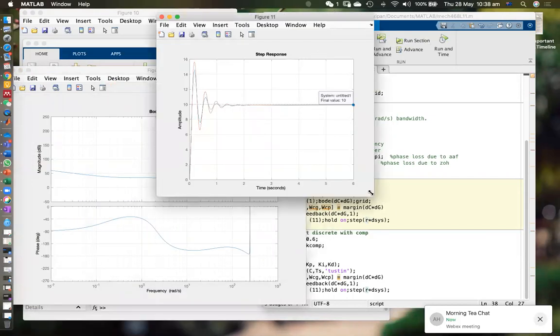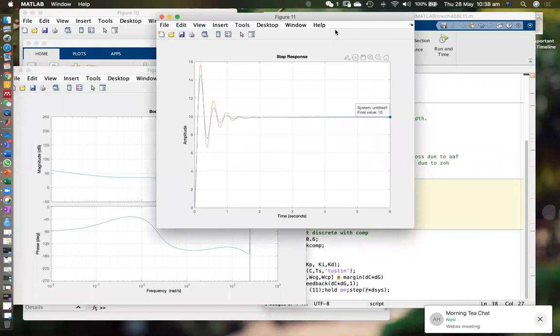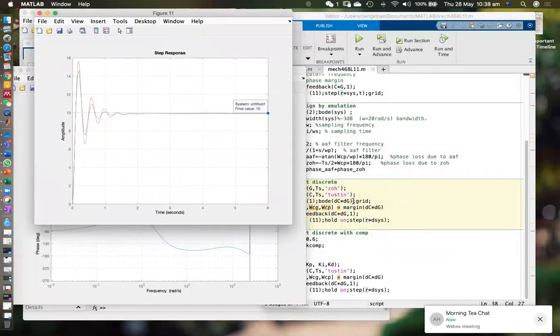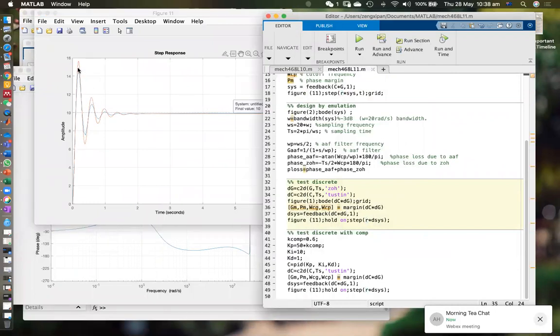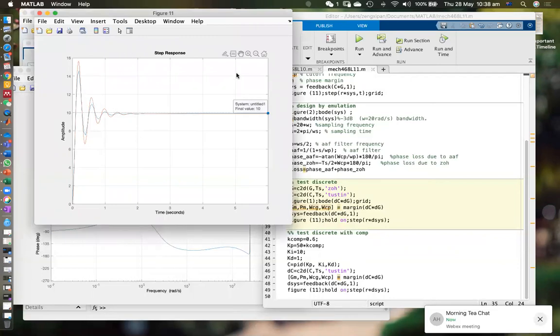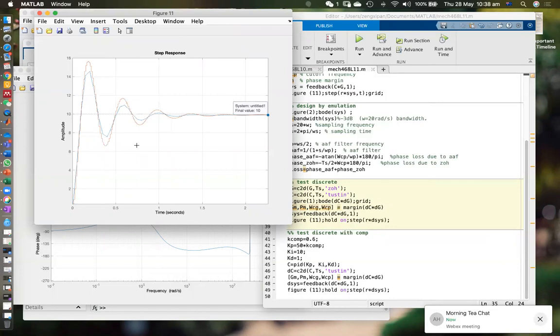All right, so you can see if I just digitalize a controller without doing anything, what happened is there's more overshoot. So this zigzag line is the digital controller. That solid blue one is the continuous control. You can see the system is more unstable, right? More oscillation. The reason is because we lost the phase margin.